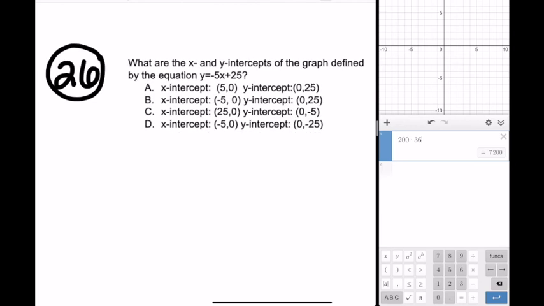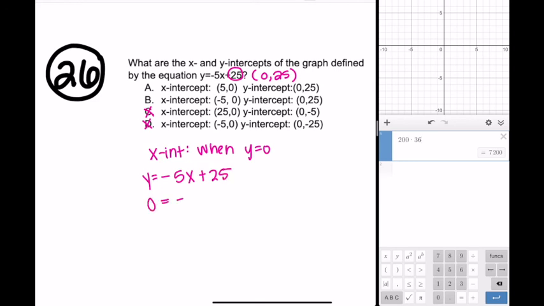What are the x and y intercepts of the graph defined by this equation? Well, the y-intercept we can see is 25. As a point, that is the point (0, 25). So automatically, it has to be A or B. To find the x-intercept, we plug in 0 for y. So we have y equals -5x plus 25. Plug in 0 for y and solve.